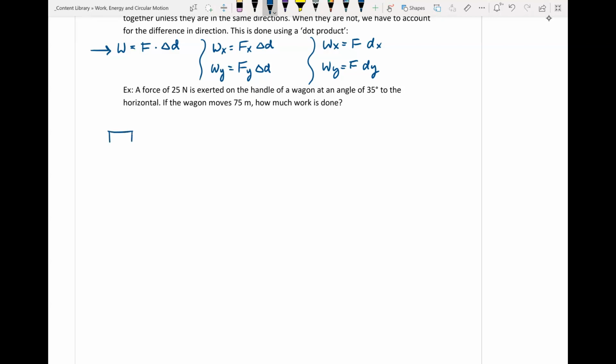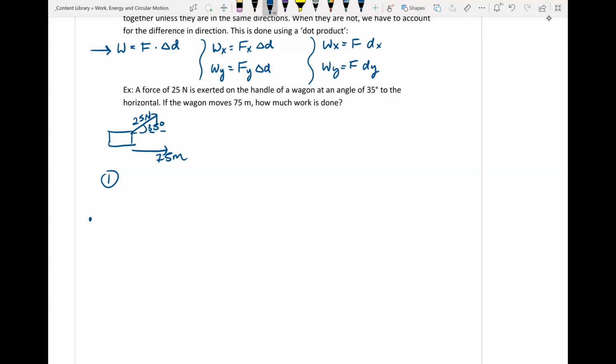I'm going to draw a diagram first. Here's the wagon and its handle. We know this handle has a force being exerted on it at 25 newtons, and this handle is also on an angle of 35 degrees. We also know this wagon is moving, and it moves 75 meters. The first thing we're going to do is break down our force into its x and y components, because since it's on an angle, we can have a force in the x direction and a force in the y direction.